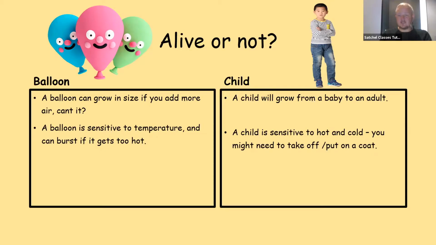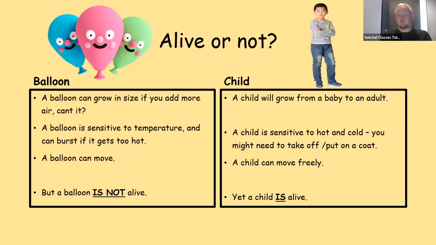Well, a child is sensitive to hot and cold. If you're outside on a hot day, you might want to take your coat off. If it's a cold day, you might want to put it on because you feel cold. A balloon can move. You can bat it about, it can move in the wind, and a child can move. A child can move freely. They can go where they want, when they want. Thing is, even though they can all do these things, a balloon is not alive, and a child is alive. So what is it that makes this classification possible?